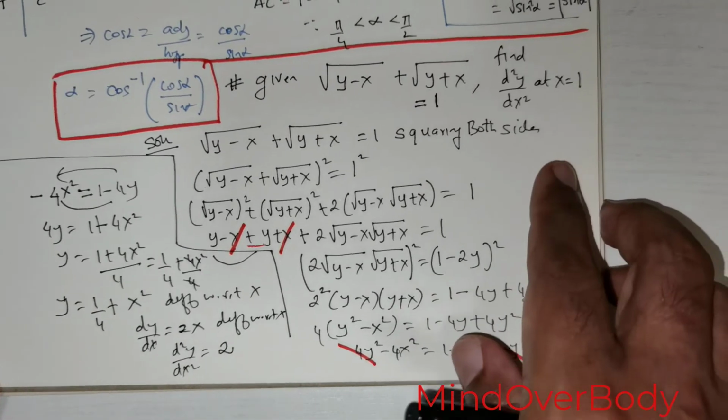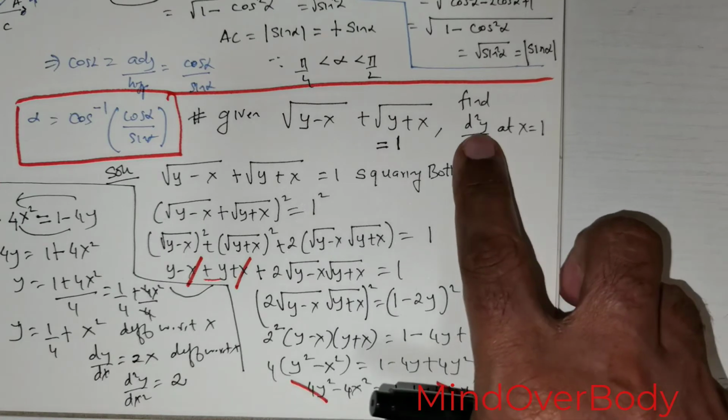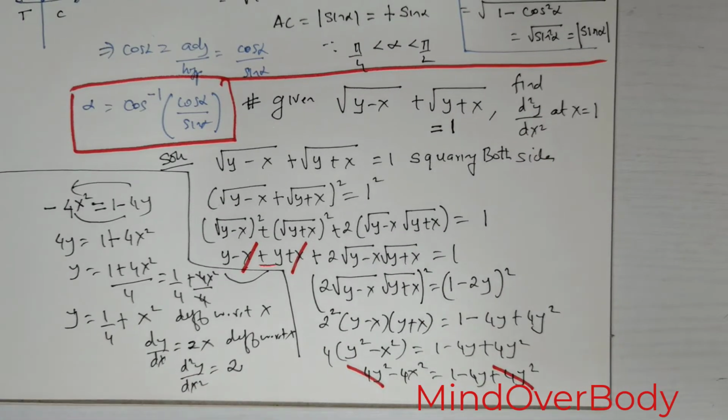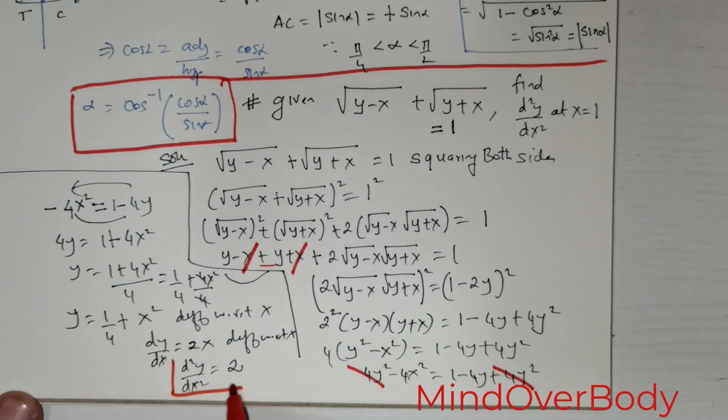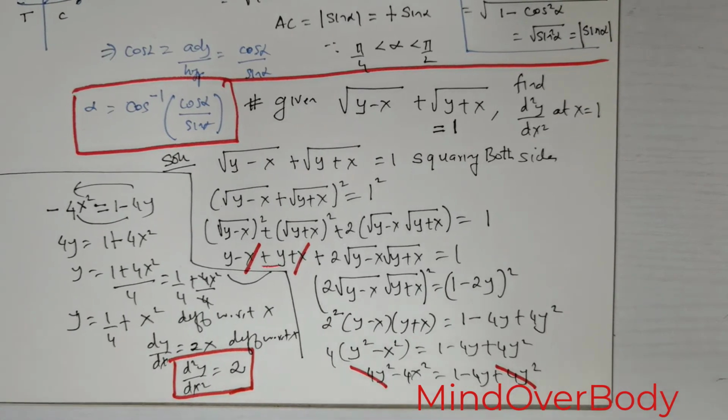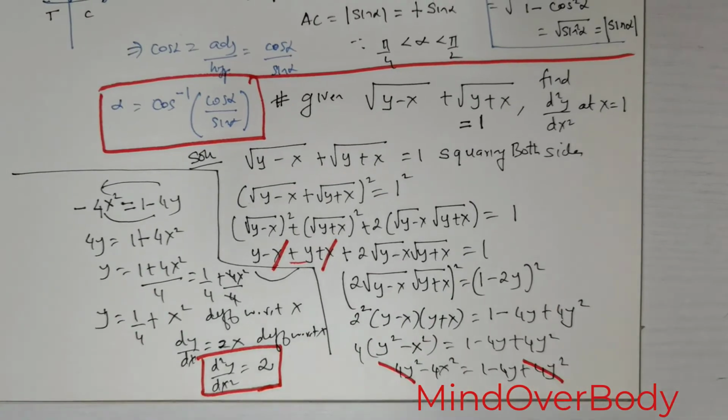So the question wants us to find the value of d squared y over dx squared at x equals 1, but there is no need to apply this condition at all because this is totally deprived of the variable x. So that's a good place for us to box the solution, students. We will move on to the next question.